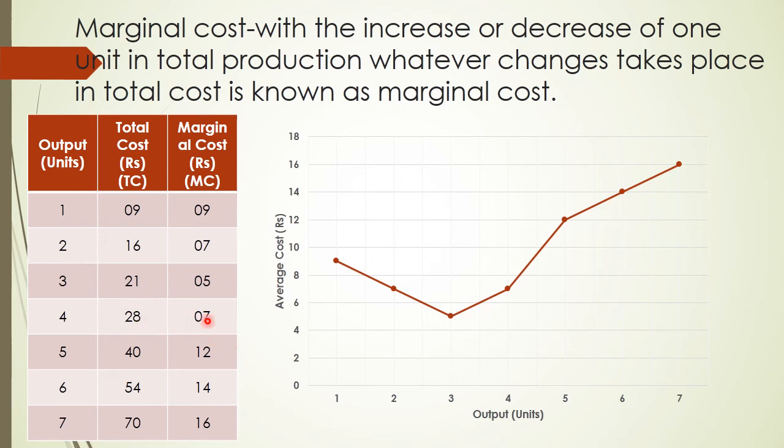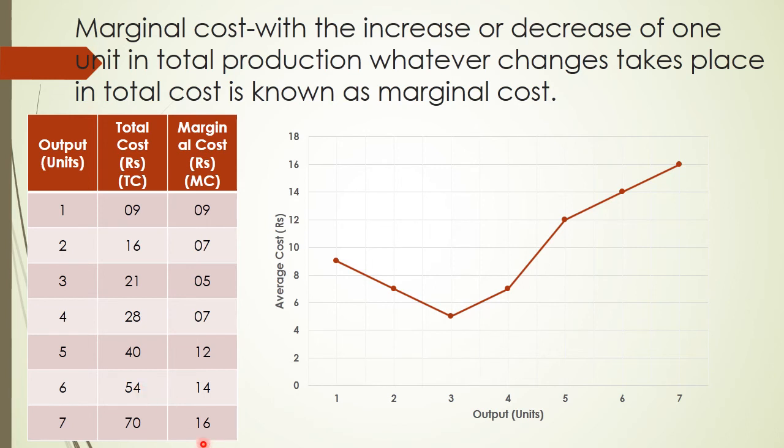Then comes the third unit. When you produce the third unit, what happens? Your total cost is 21, and the marginal cost is 21 minus 16. You are adding one more unit, so from the previous total cost you deduct that amount. So 21 minus 16 will give you 5.